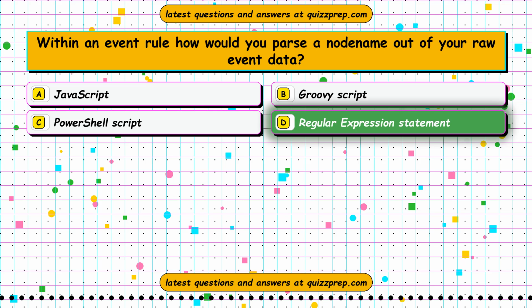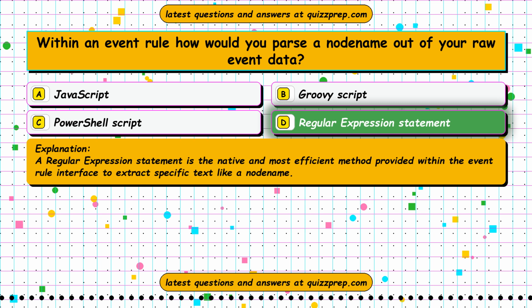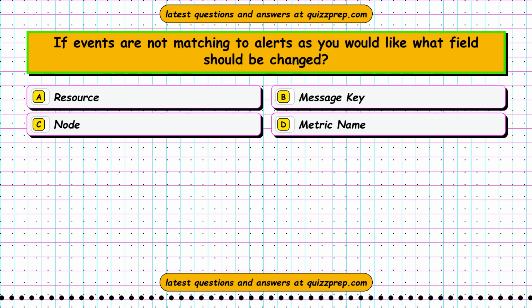The correct answer is Option D. Regular expression statement. A regular expression statement is the native and most efficient method provided within the event rule interface to extract specific text like a node name. Question 77. If events are not matching to alerts as you would like, what field should be changed? Option A. Resource. Option B. Message key. Option C, node. Option D, metric name.